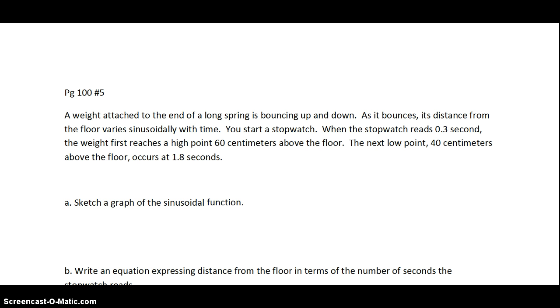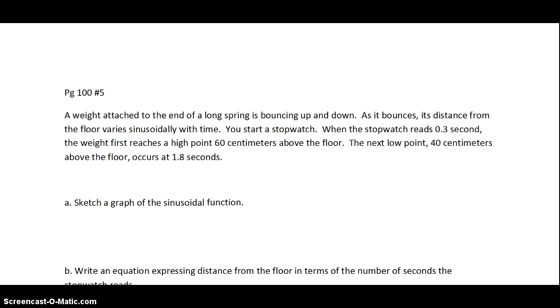Of course, I'm not actually doing a question that's on the quiz, but hopefully they're very similar. So this one's number 5 from page 100 in your textbook. A weight attached to the end of a long spring is bouncing up and down. As it bounces, its distance from the floor varies sinusoidally with time. You start a stopwatch. When the stopwatch reads 0.3 seconds, the weight first reaches a high point 60 centimeters above the floor. The next low point, 40 centimeters above the floor, occurs at 1.8 seconds.